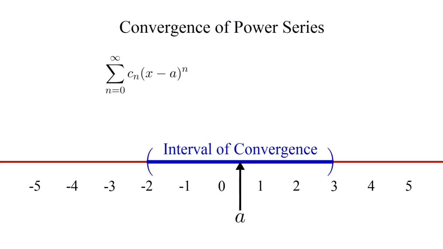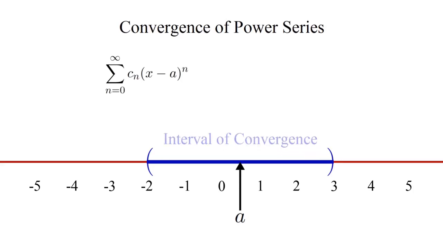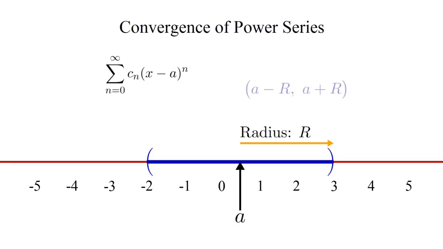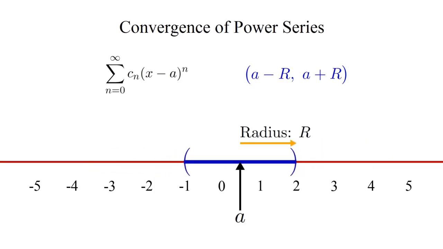Since the interval of convergence is always centered at the number a, we call the distance between a and either endpoint of the interval the radius of convergence, and denote it with the letter r. Thus, the endpoints of any power series are a minus r and a plus r. The exact value of r is determined by the coefficient c sub n of your power series. Change the coefficients, and you change the radius.